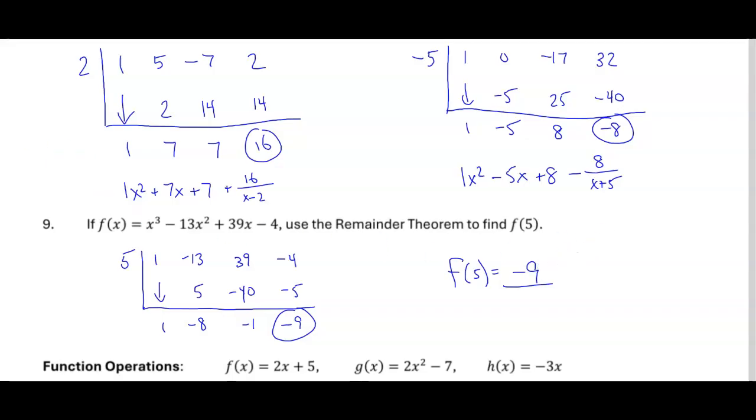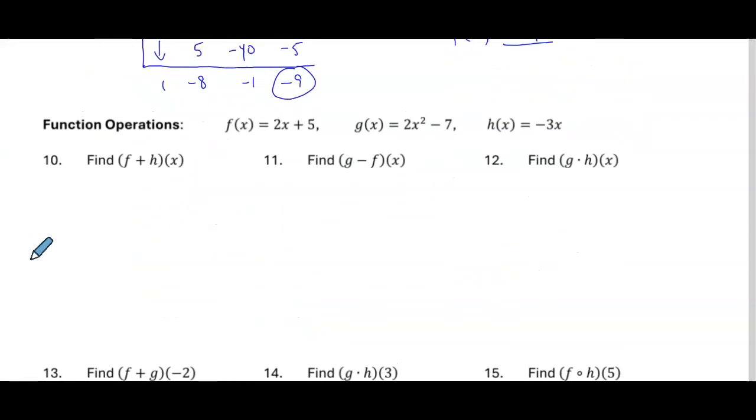All right, function operations. So we're using these three functions. So let's do f plus h first. So I'm going to take 2x plus 5. I'm going to add negative 3x. So 2x plus negative 3x is negative 1x plus 5. That's all it is. Just combine your terms.